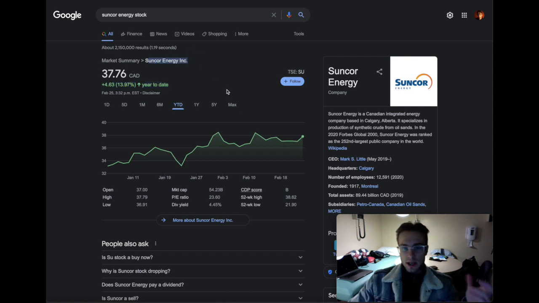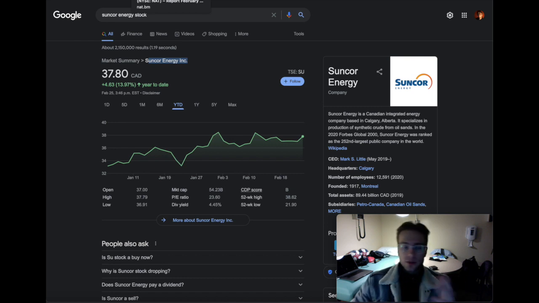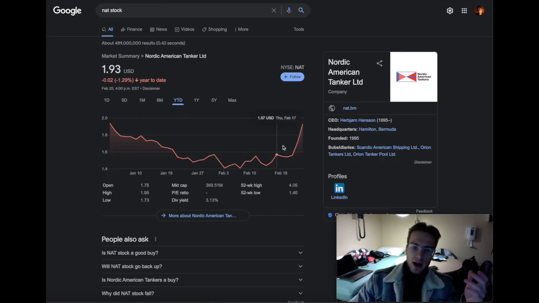Suncor Energy is one of the big players in oil production in Canada. One that I'm actually considering buying, and I'll talk about that later. But again, let's first focus on NAT. So first, the energy sector is doing well, although NAT is kind of lagging behind its peers in terms of market performance year to date.